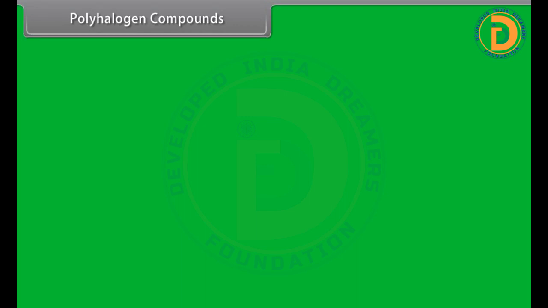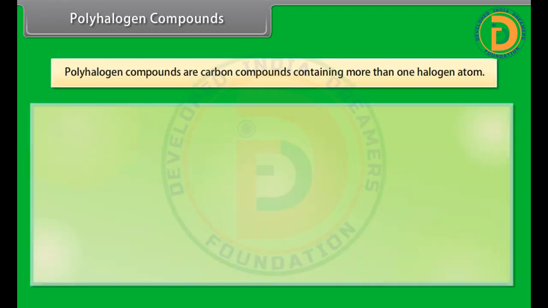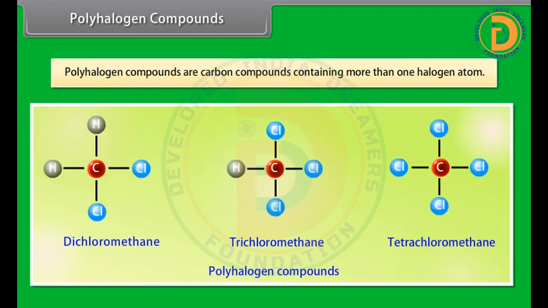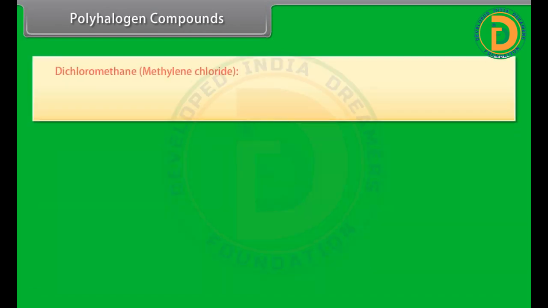Polyhalogen compounds. Polyhalogen compounds are carbon compounds containing more than one halogen atom. Dichloromethane or methylene chloride.